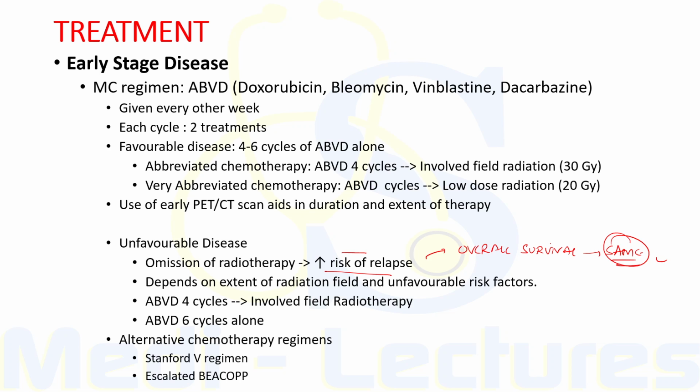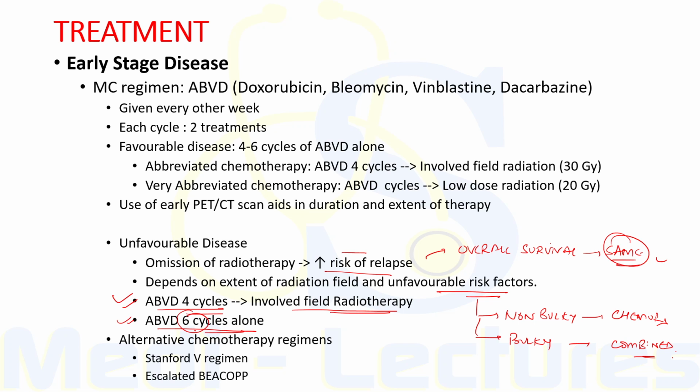Now the therapy depends on extent of radiation field and as well as unfavorable risk factors. So if we have patient with non-bulky disease, chemotherapy alone can be used. But if the disease is bulky, we use combined chemoradiation therapy. So for bulky disease, we can go for ABVD 4 cycles followed by involved field radiotherapy, and for non-bulky disease, we can go only for ABVD but for 6 cycles.